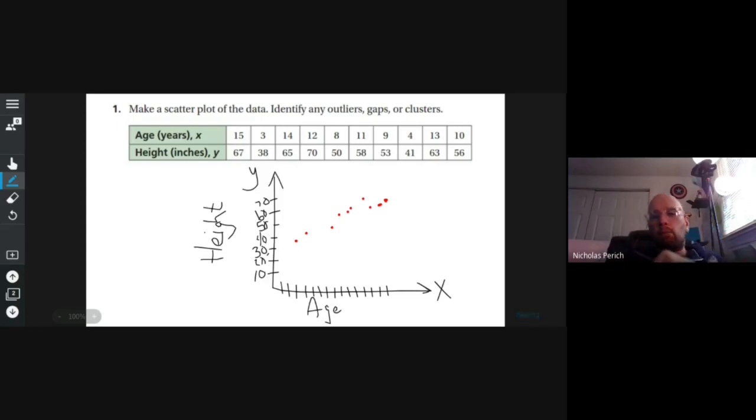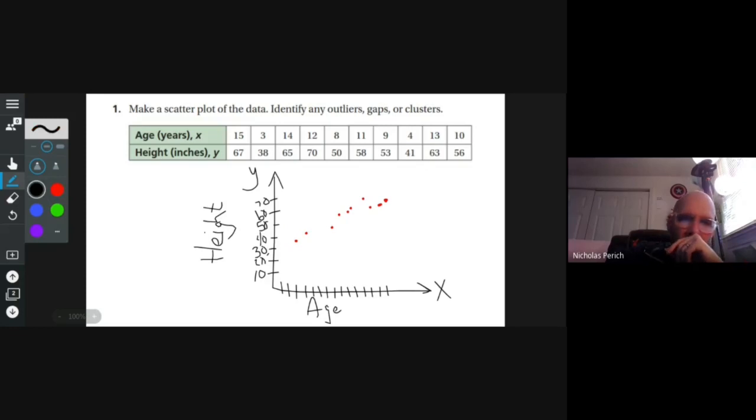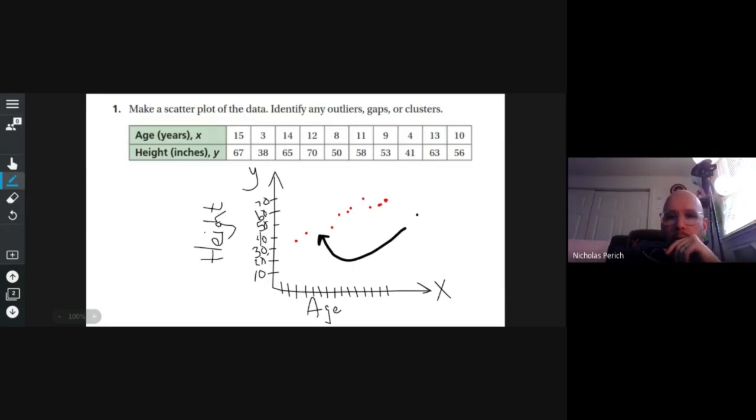Okay. I don't see any clusters. I don't see any outliers. Maybe that's a gap. So I'll put a nice big question mark there.